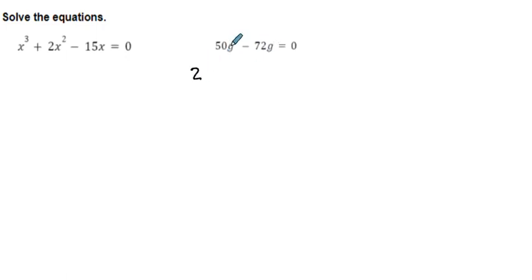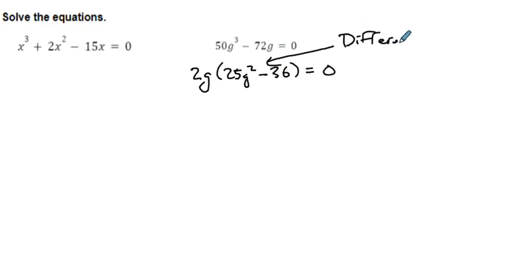So if I pull a 2 and a g out, that will give me 25g squared, and then minus, and then 2 times 36 gives me 72. And what we have here is a difference of squares, right? Difference of squares. So you can see why it's kind of nice having had the previous lesson where we talked about these special polynomials, and how they're easy to factor if you can recognize them.